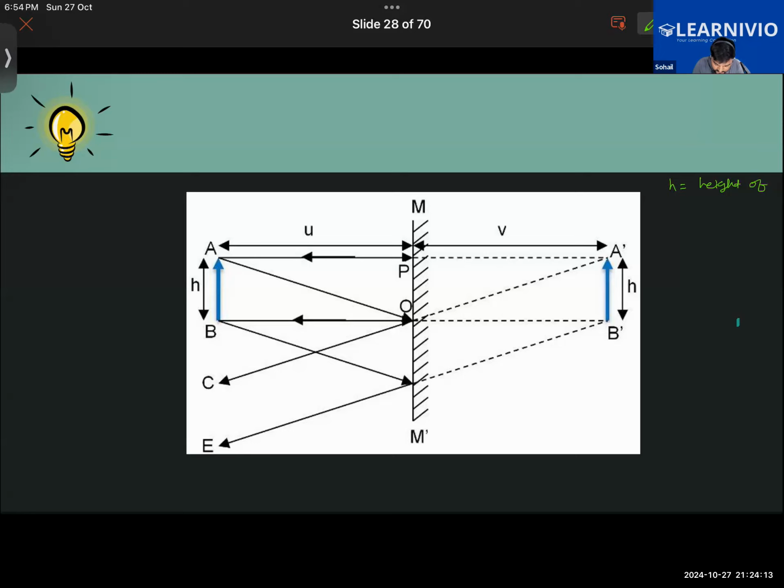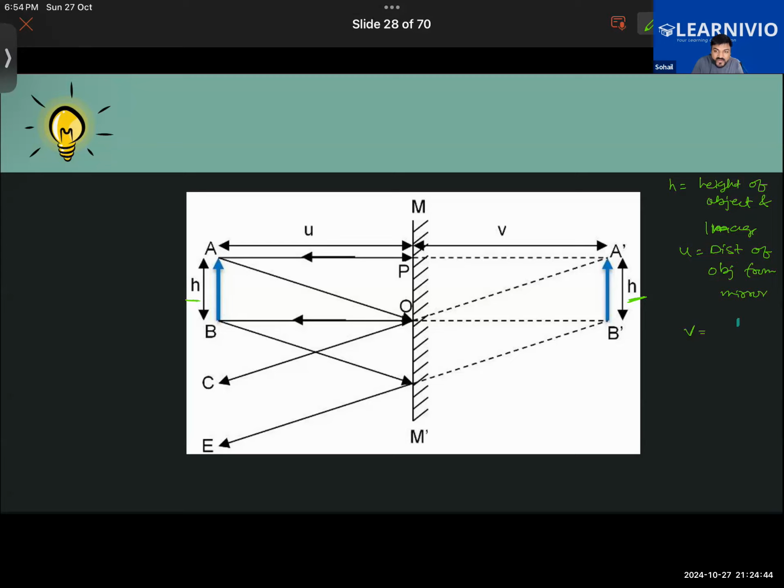Height of the object and mirror, I mean to say image, actually. Now, this side is representing the height of the image. This side is representing the height of the object here. And U is the distance of the object from the mirror. What about V?